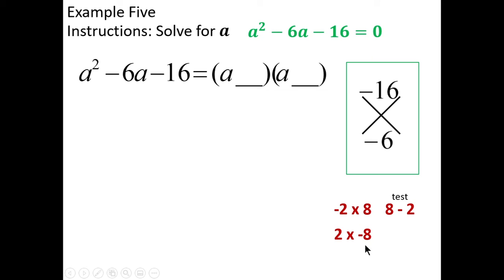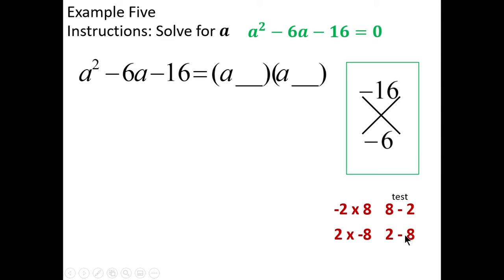Well, how about if we try the other way around? We'll make a positive 2 and a negative 8, because 2 times 8 is 16, and positive times a negative gives you the negative. Okay, so this works to get you the negative 16, but does it work to get you the negative 6? We have a positive 2, and you're putting it with a negative 8.